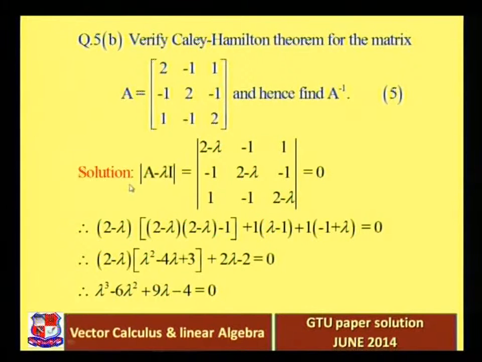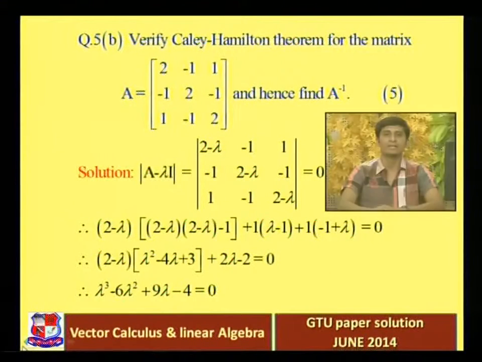Here is the solution. Determinant of A minus lambda I. First of all, we have to find the characteristic equation, right? And what is the characteristic equation for any square matrix? That is determinant of A minus lambda I equal to 0. First we find the characteristic equation, and in that characteristic equation, instead of lambda we put A and verify whether the statement is correct or not.